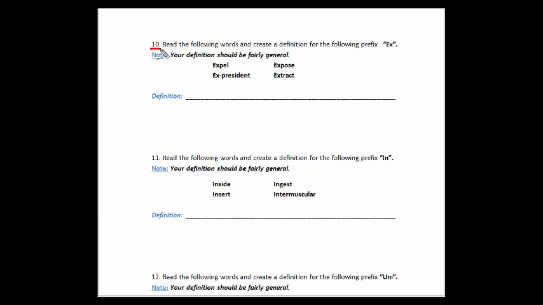Number 10, read the following words and create a definition with the following prefix EX. Your definition should be fairly general. Here are our words: expel, ex-president, expose, and extract.